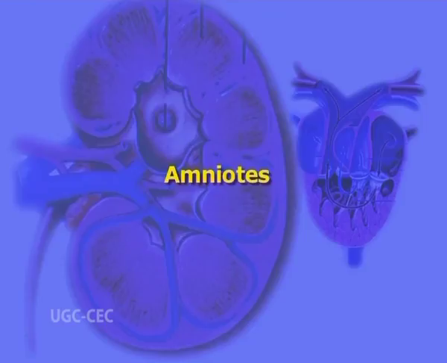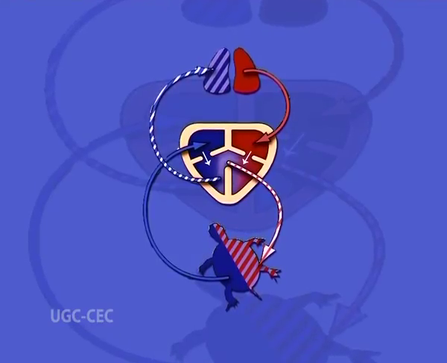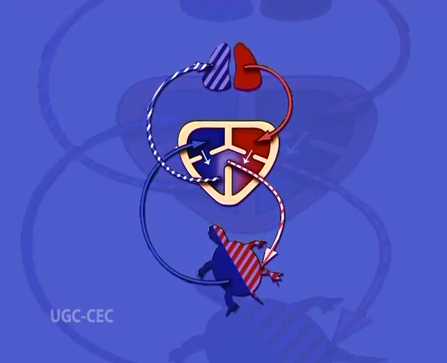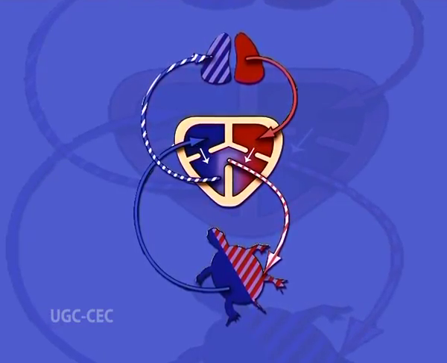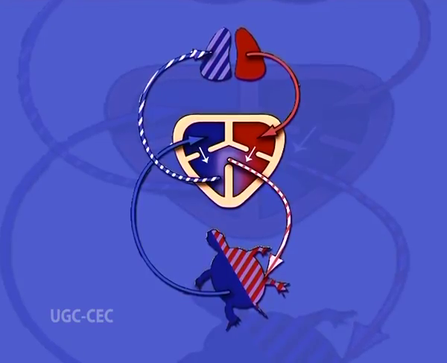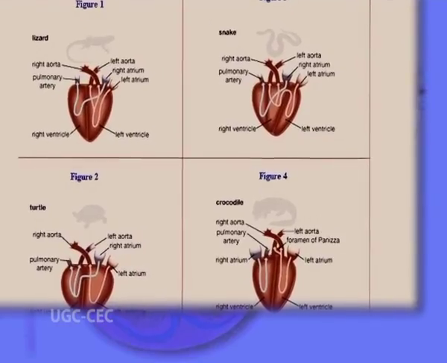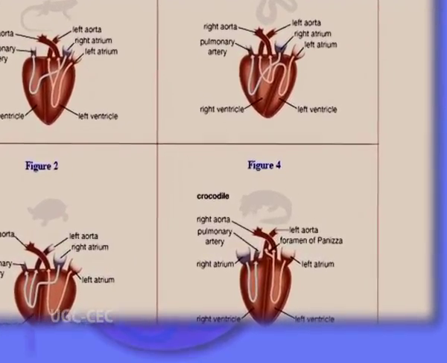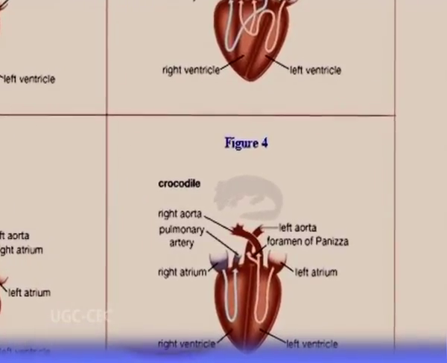Now, let us talk about the amniotes. In reptiles, the heart is 3-chambered, having a partially divided ventricle. Due to this arrangement, there is partial separation of oxygenated and deoxygenated blood, which provides more of oxygenated blood to the head region. Crocodiles are exceptional in the reptiles as they have completely divided ventricle and a fully developed heart with 4 chambers.